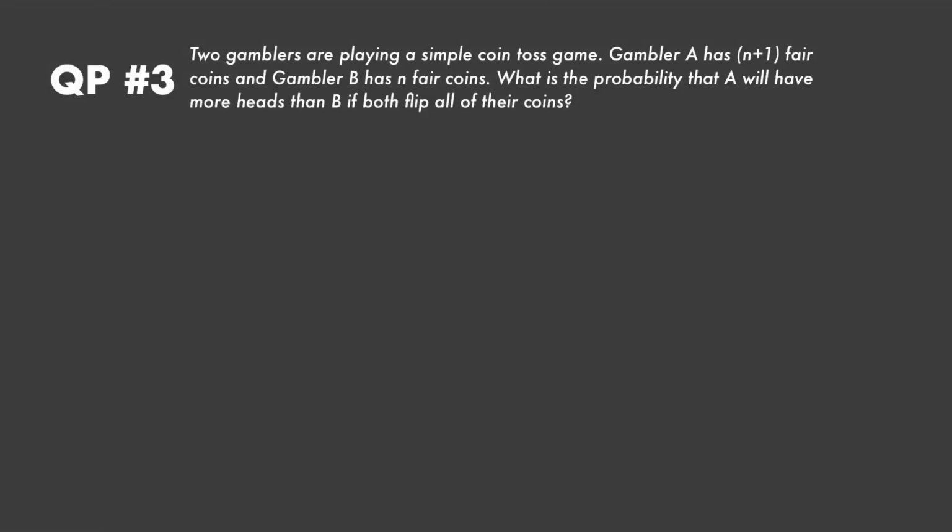Hello everyone, today let's take a look at Quantipose number 3, another question we're going to solve using symmetry. So we have two gamblers playing a simple coin toss game. Gambler A has n+1 fair coins and gambler B has n fair coins. So what is the probability that A will have more heads than B if both of them flip all of their coins?